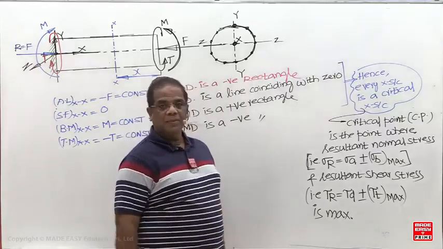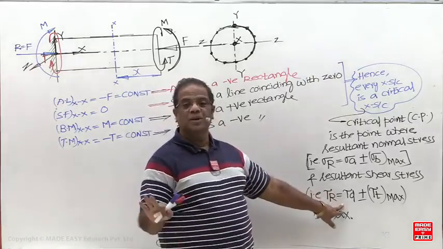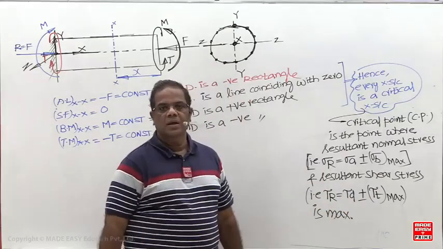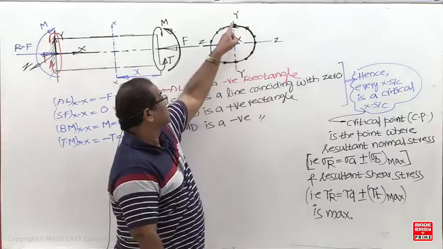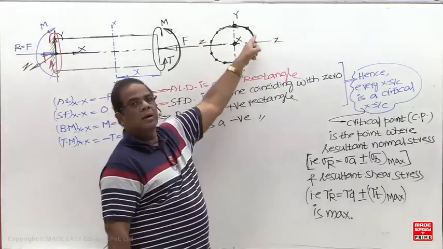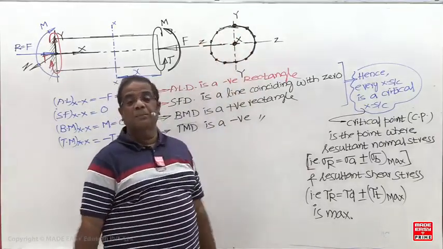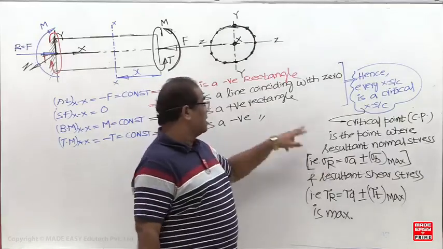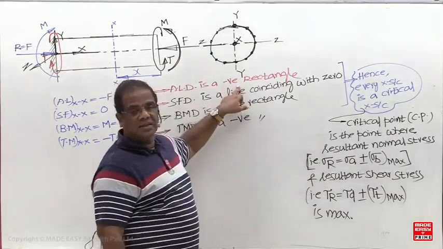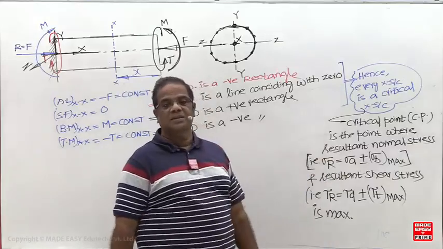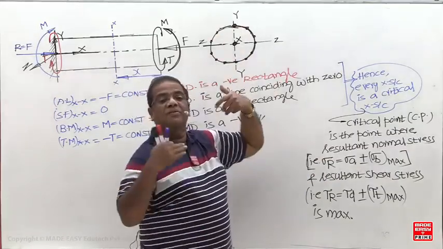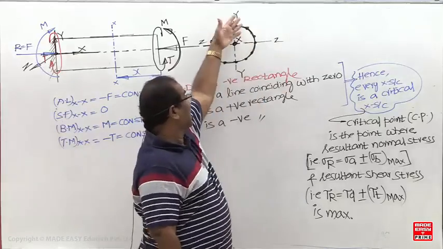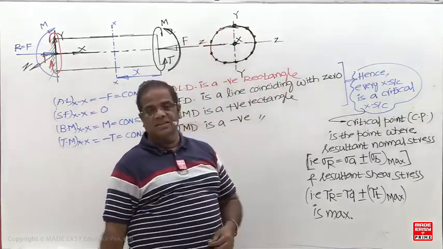But in our case, what happens now? Direct shear stress is 0, because there is no shear force. Now we are going to get only tau T max. Now where is the torsional shear maximum? At the periphery. Torsional shear is maximum at the periphery. Due to axial load you are going to get an axial stress, and due to bending you are going to get a bending stress. The axial stress is uniformly distributed; at any point on the cross section, the axial stress is the same.